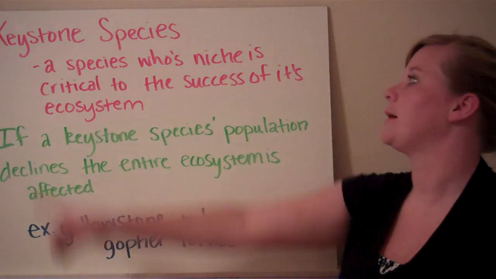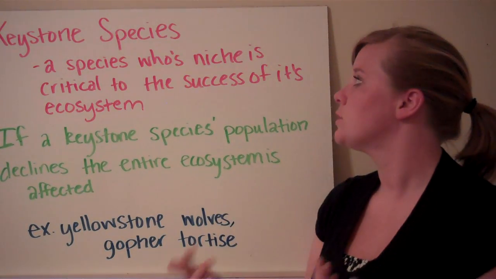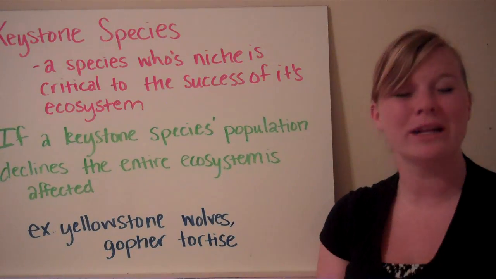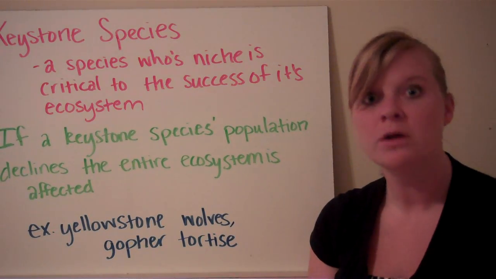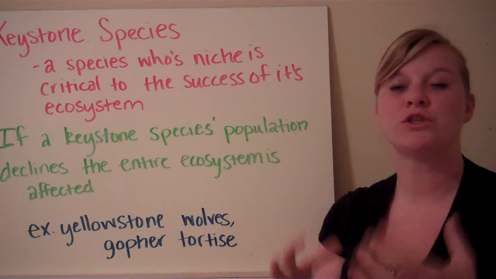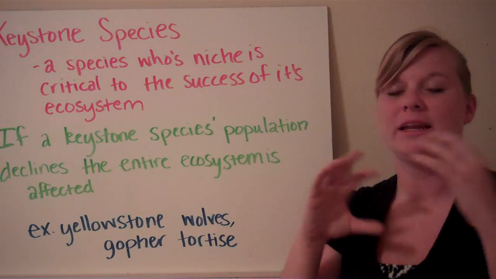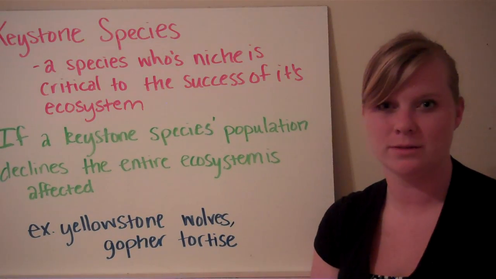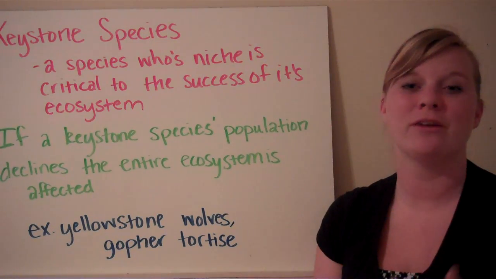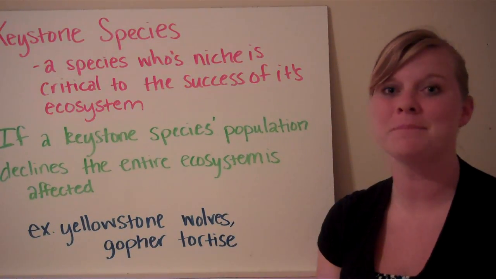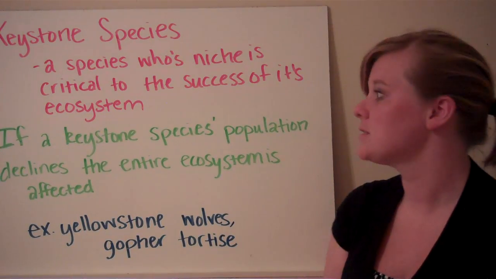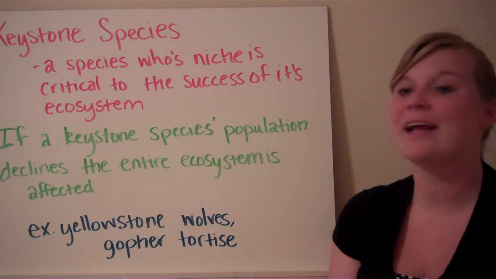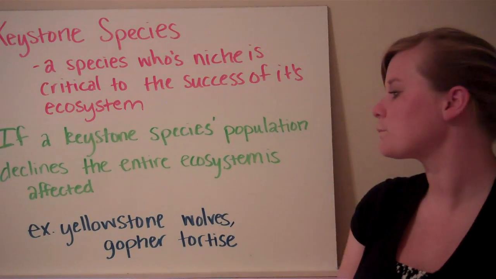So the first one we're going to talk about is actually a keystone species. A keystone species is a species whose niche is absolutely critical to the success of the ecosystem. This is a species that's made itself so important within an ecosystem that its niche, its job, is so vital to the support and success that we'll actually see that entire ecosystem begin to crumple and collapse if that species declines. So again, if a keystone species population declines, the entire ecosystem is affected.